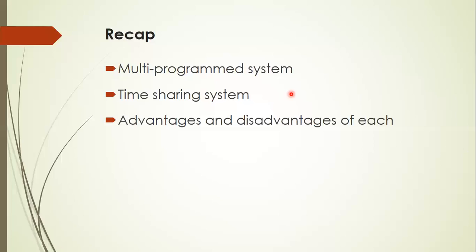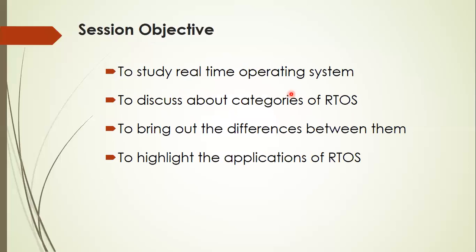In the previous class, we also discussed the advantages of multi-program system, the advantages of time sharing system, the drawbacks of multi-program system, and the drawbacks of time sharing system. The main objective of this session is to introduce a new type of operating system called real-time operating system. Here we'll discuss how a real-time operating system works, what the different categories of real-time operating system are, what the major difference between the different types of RTOS is, and where RTOS is actually useful, for which applications we can use a real-time operating system.